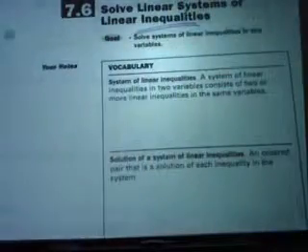Lesson 7.6, solving linear systems of linear inequalities. We have been solving linear systems of linear equations, but this time we're dealing with inequalities. So let's review what an inequality is.